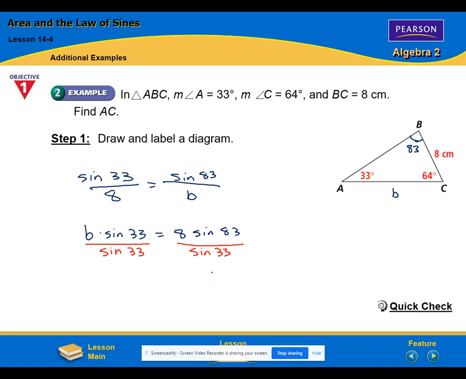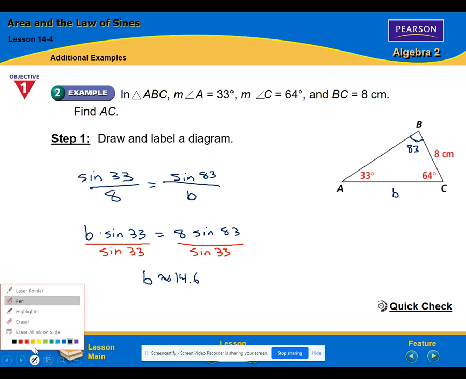8 sine 83. Don't forget to close your parenthesis after that. Your calculator opens a parenthesis with sine. You need to close the parenthesis and then divide it by sine 33. And that is about 14.6. So the length of b is approximately 14.6.